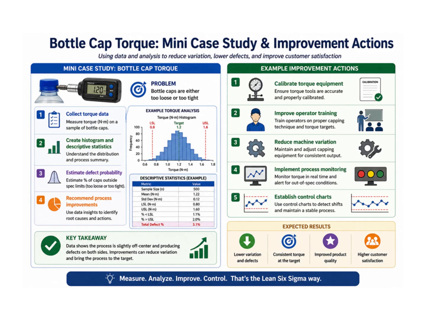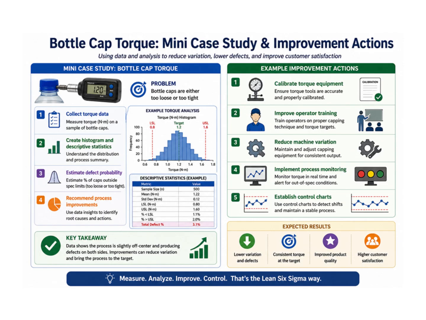Some bottle caps are too loose, while others are too tight. To understand the problem, the company begins collecting bottle cap torque data and analyzing the process using tools such as histograms, descriptive statistics, and defect probability analysis. These tools help the team visualize variation, estimate defect rates, and determine how the process is performing relative to customer specifications. The goal of this analysis is to understand how much variation exists in the process, estimate the probability of defects, and identify clear opportunities for process improvement.